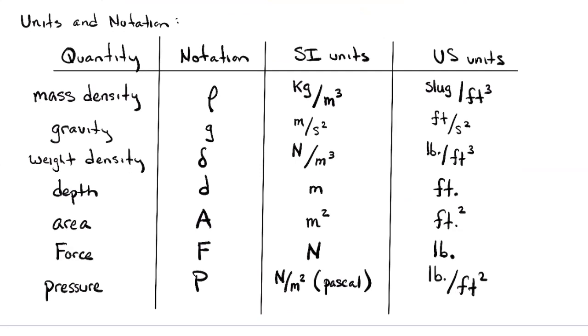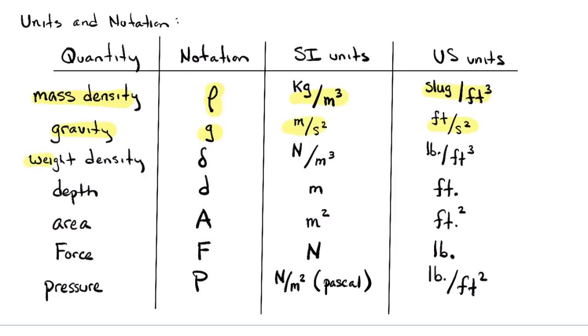The mass density of our objects, the book is always denoting by the Greek letter rho. So mass density is denoted by rho. In the SI unit system, its units would be kilograms per cubic meter. In the US units, it would be slugs per cubic foot, because the unit of mass in the US system is a slug. The acceleration of gravity, which you have to multiply by mass densities to get weight densities, is denoted by little g. Its units are meters per second squared or feet per second squared, depending on the unit system.